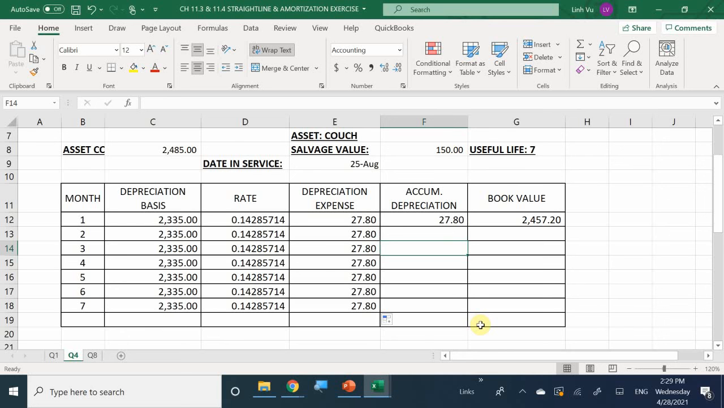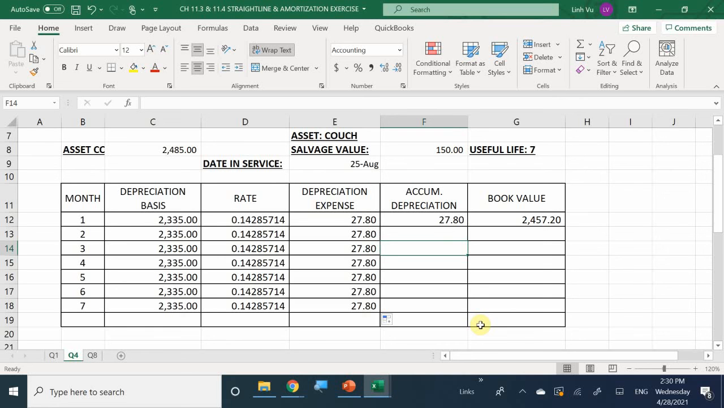So therefore, if you start the age at September, how many months do you need to keep doing this for? If there's 12 months and it can last 7 years, 12 times 7 is 84. So you have to be doing this for 84 months to get to your value at the 150 for salvage value.